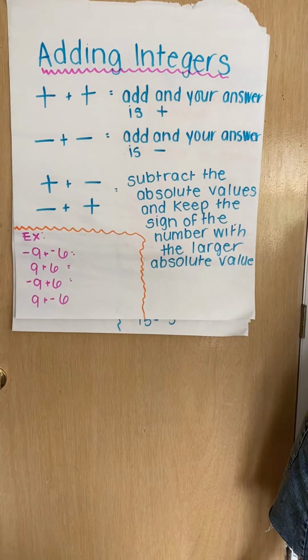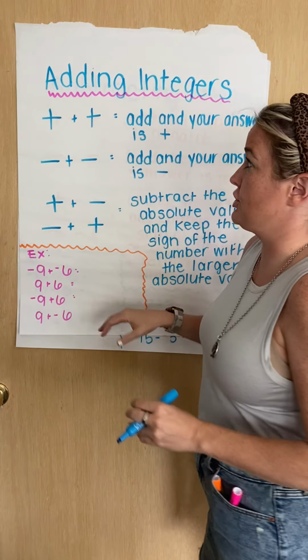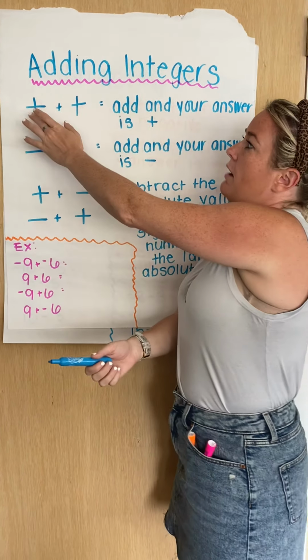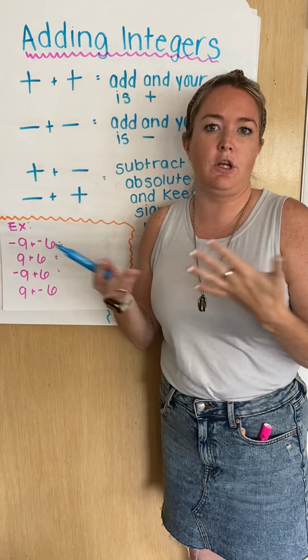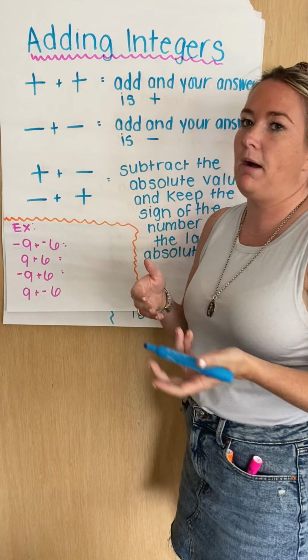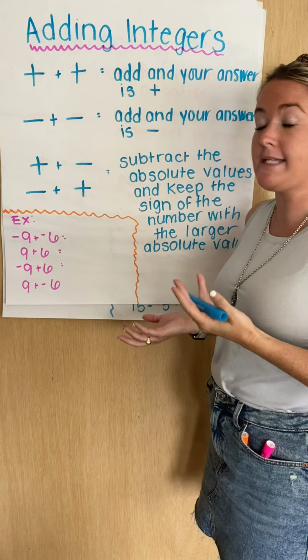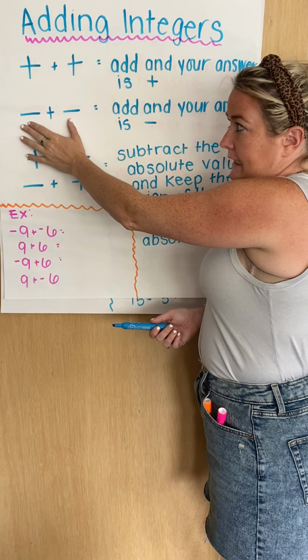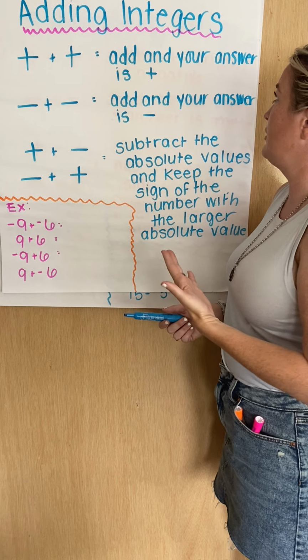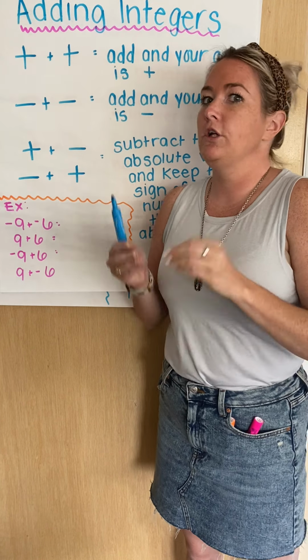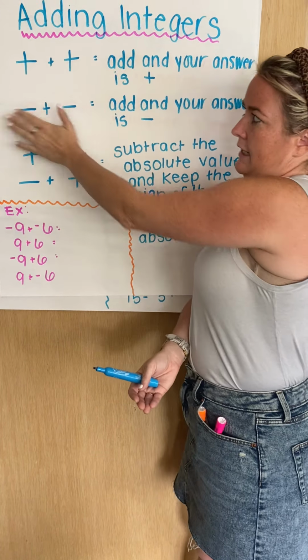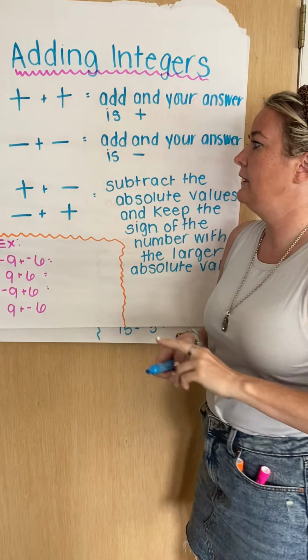Okay, so next we have adding integers. So when you're adding a positive plus a positive, which is just regular math, what we've learned our whole lives, you add and your answer is going to be positive. When you're adding negatives, you just add your two numbers and your answer is going to be negative. So you're doing your regular adding and then ignore the signs and your answer is going to be negative.